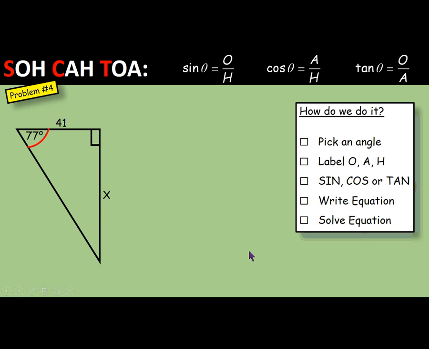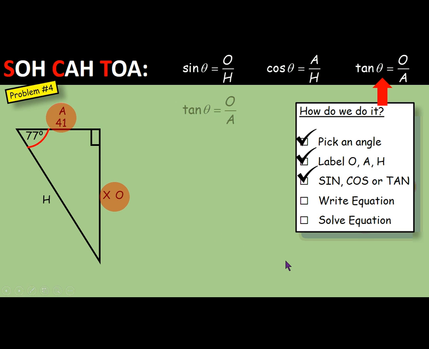Problem number 4. Basically the same steps over and over again. Pick our angle, 77. Label our sides O, A, and H. And we're going to use these two measurements. So is it a sine or cosine or tangent problem? This one is going to be a tangent because we're using O and A in this problem. So we have a tangent problem.